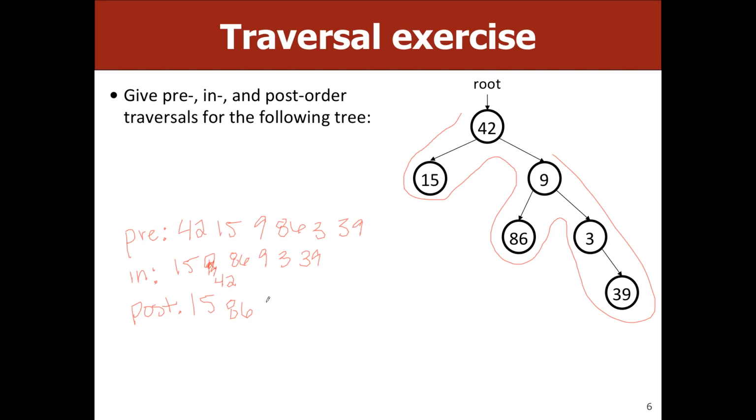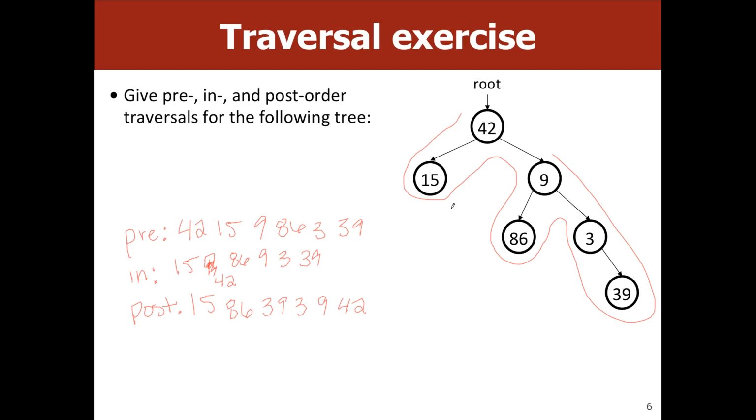So, okay, I think that was almost right. So, let's see. We passed 15 on the right. Then we passed 86 on the right. And then I think you said 3, but we haven't yet passed 3 on the right. So we go down and we pass 39 on the right first. So 39. But everything else you said was spot on. 9 and then 42.